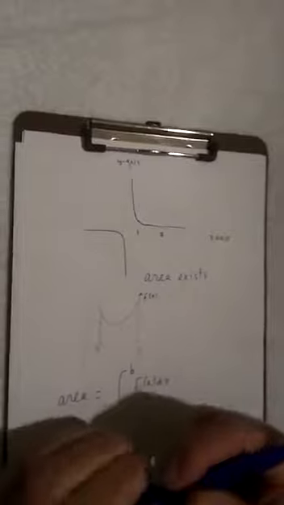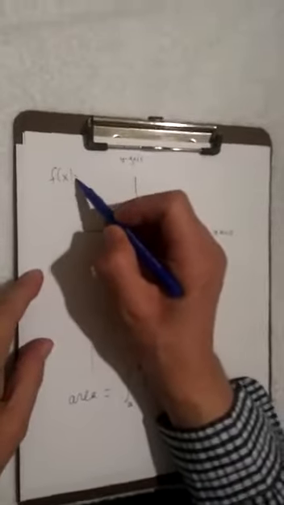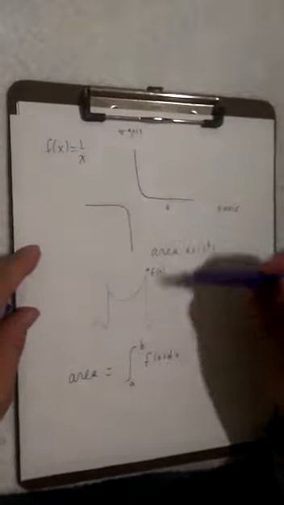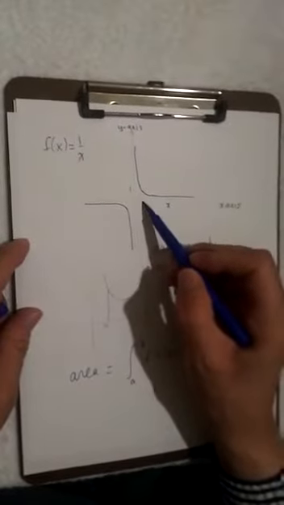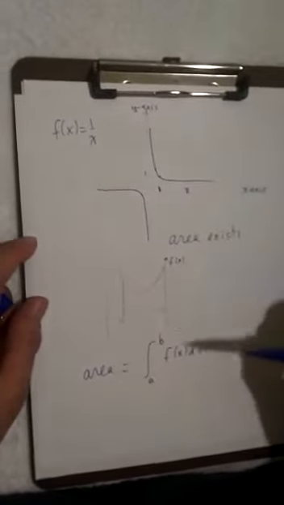Let us take the function f of x equals 1 over x. The graph of the function looks like this. When x equals 1, y equals 1. This is the x-axis, this is the y-axis. So the graph is in two parts like this.